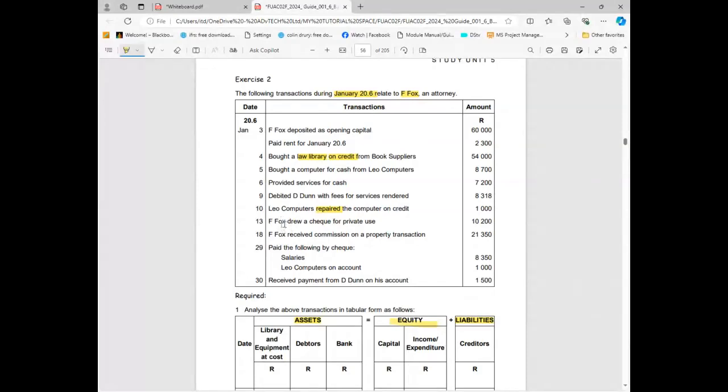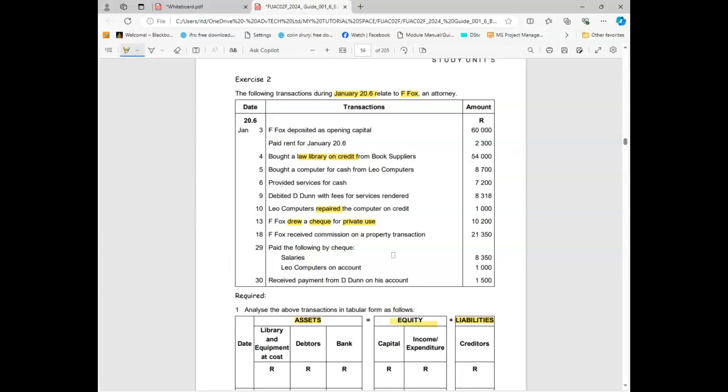Okay. A check drawn for private use? So it'd go under creditors control for the business. Well, for us, it'll go under creditors control. So I said drawings and bank. I agree with you. Drawings and bank. When you see a check, think of cash. Okay, let me write it down. Not debtors control. Remember, you only say debtors control if you sold something on credit.